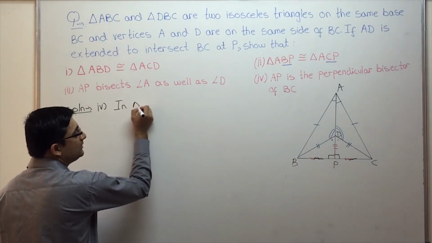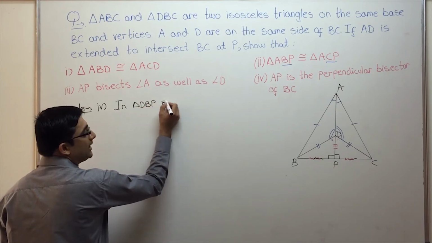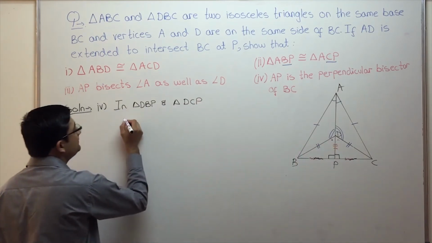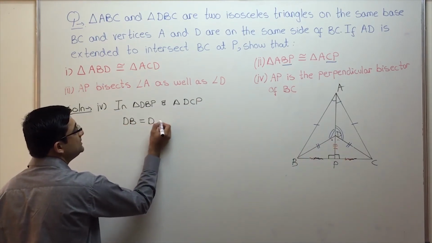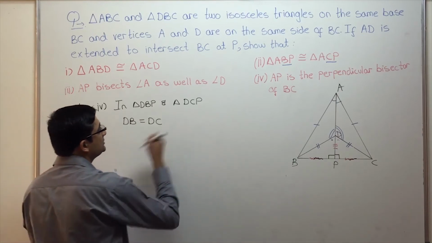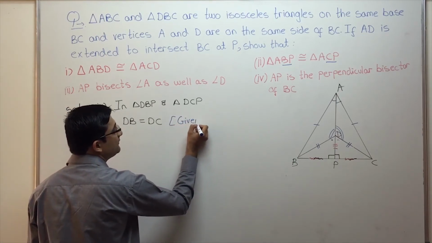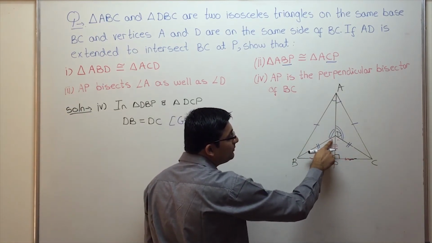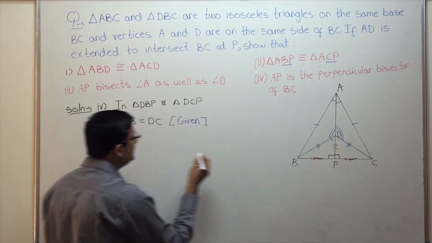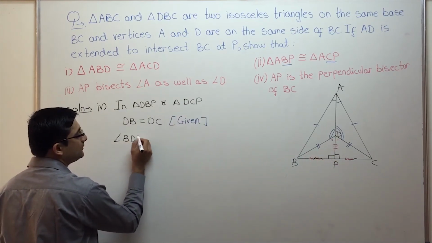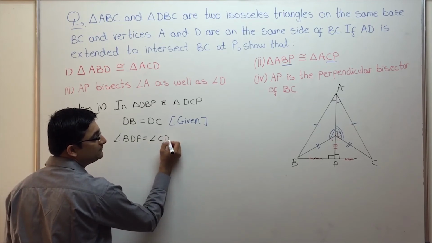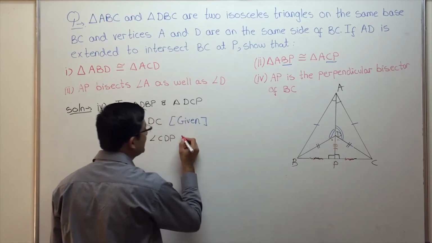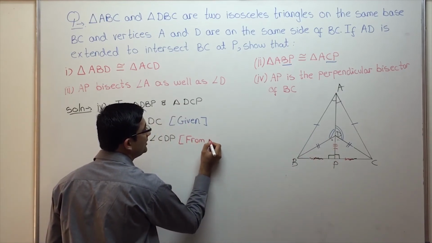So in triangle DBP and triangle DCP, what do I know? First, DB is equal to DC. So DB is equal to DC. Why? This over here is given to us. So I'll write over here, this over here is given to us. Next, previously we just showed these two angles to be equal. So angle BDP is equal to angle CDP, right? From which part? From part 3. That is, we just showed that AP is bisecting this angle. So I'll write over here from part 3.